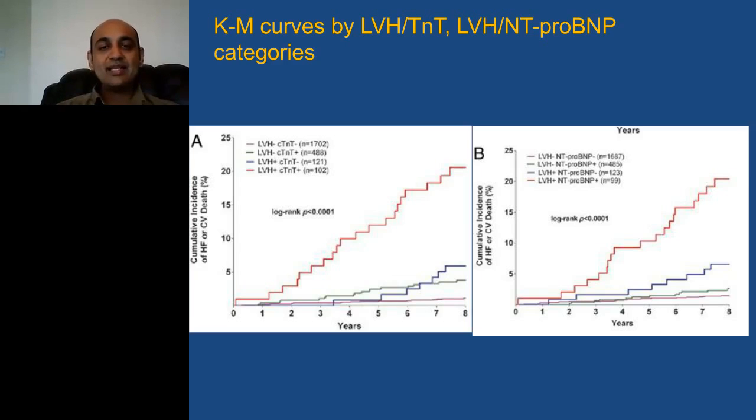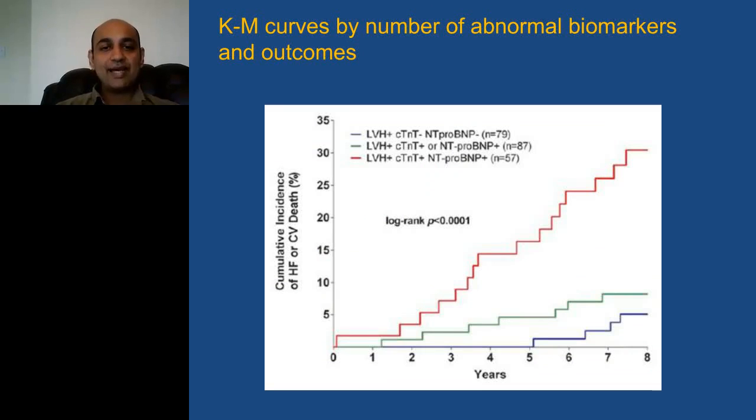Now, interestingly, whether you had LVH alone or troponin alone, you did worse than people who had both negative, but you can see there's a clear difference between those who had both LVH and troponin. The same story was there for BNP also, where if you had both LVH and BNP, you did far worse than people who had either present or none present. Now, when you look at all of them together, in other words, if you had LVH and high troponin and high BNP, your outcomes were really, really bad, as you can see over here.